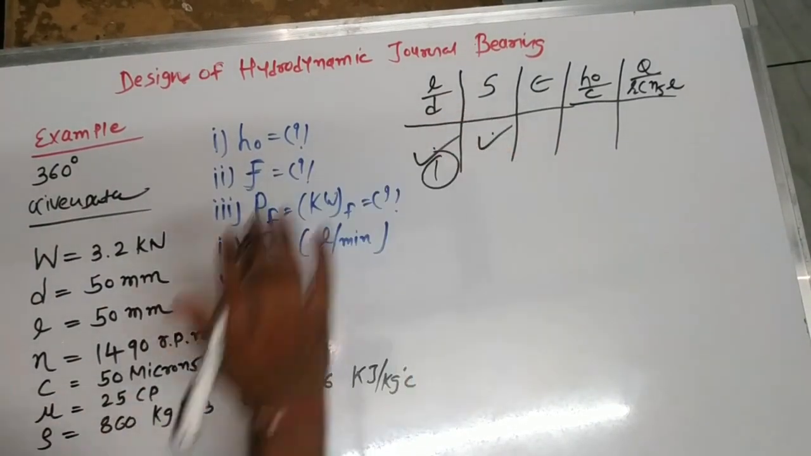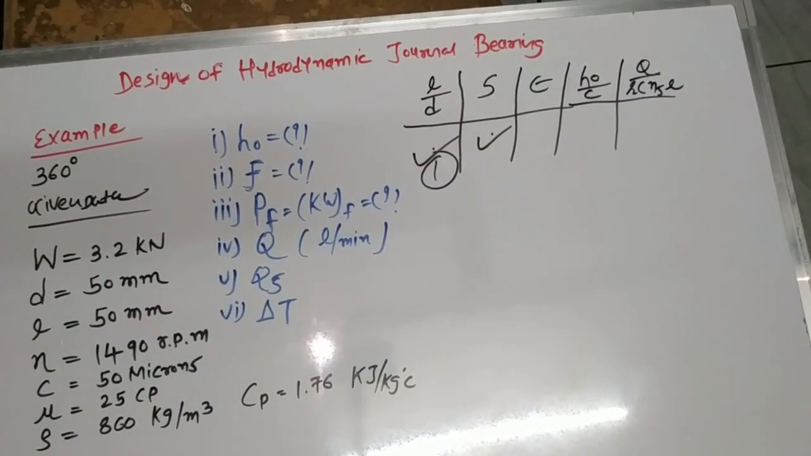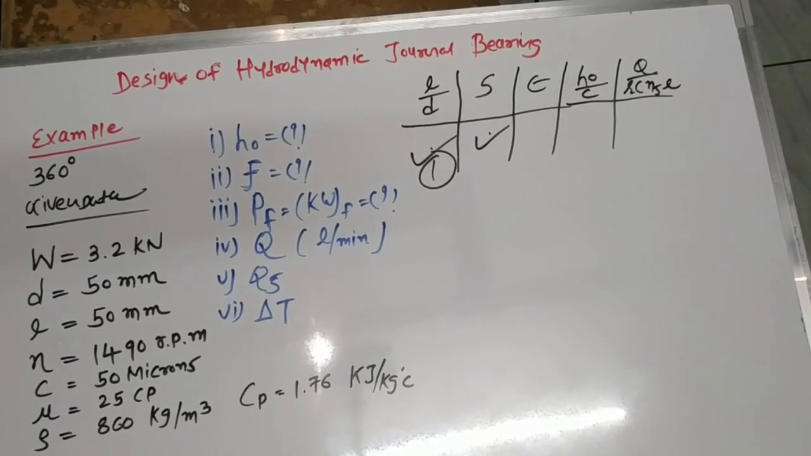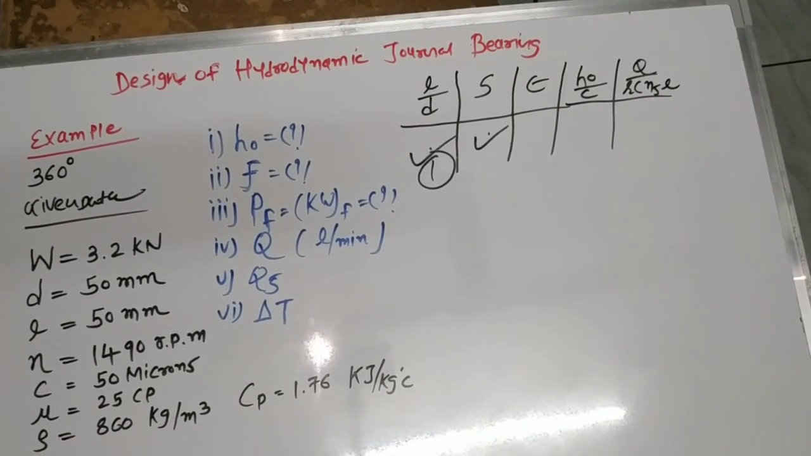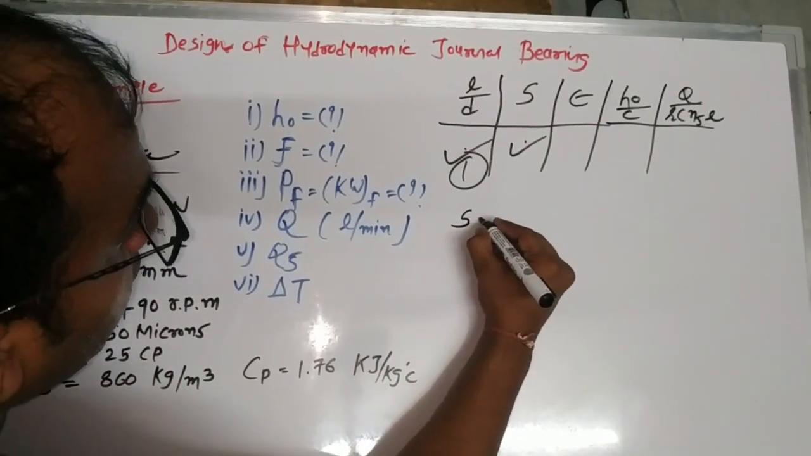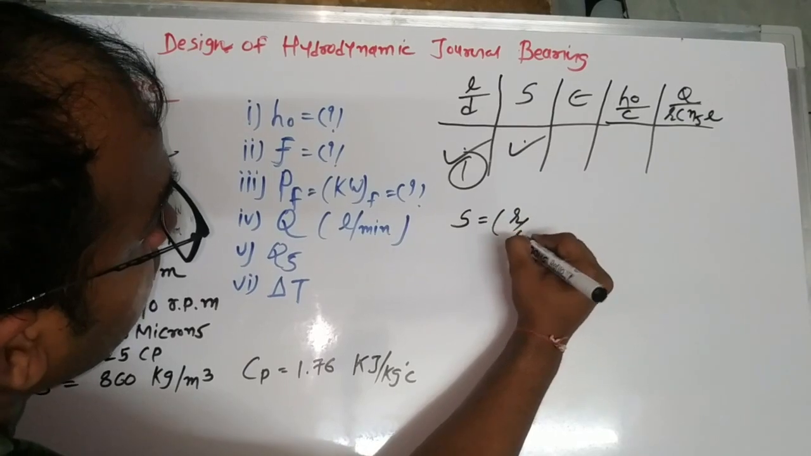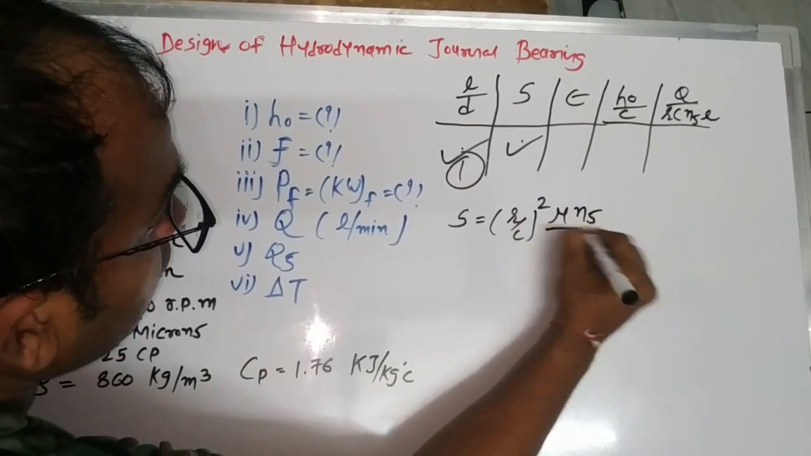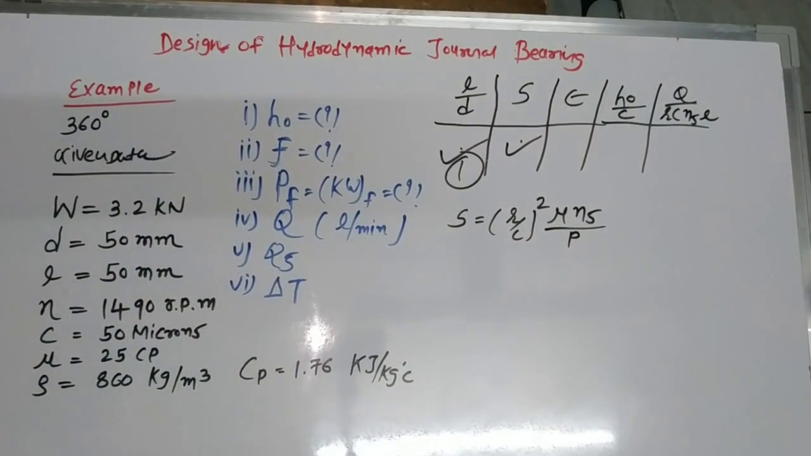For that, the Sommerfeld number is the important thing. So let us see how to find the Sommerfeld number. For the Sommerfeld number we have the equation: Sommerfeld number S is equal to (R by C) whole square into mu Ns by P. So that is the equation of the Sommerfeld number.